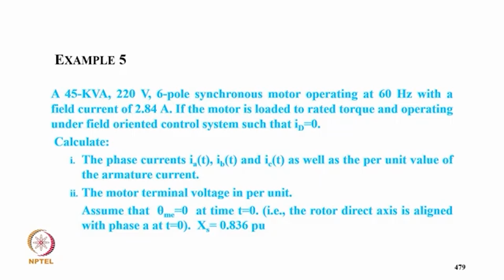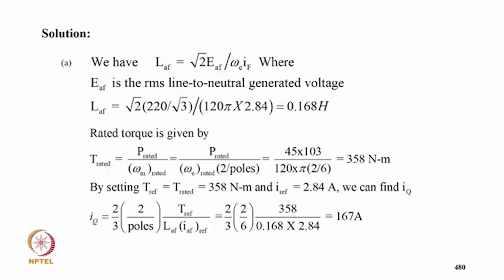Now coming to example 5: a 45 kVA 220 volt 6 pole synchronous motor operating at 60 Hz with a field current of 2.84 ampere. The motor is loaded to rated torque and operating under field oriented control such that ID equals 0. Calculate the motor phase currents IA, IB, IC as well as the per unit value of the armature current, and the motor terminal voltage. Assume theta m equals 0 at t equals 0, so the rotor direct axis is aligned with phase A at t equals 0. The synchronous reactance is 0.836 per unit.